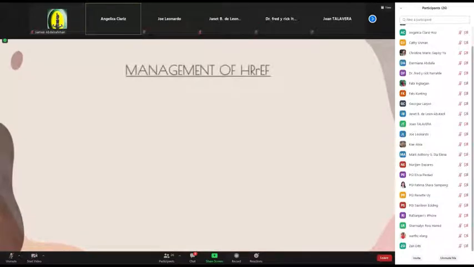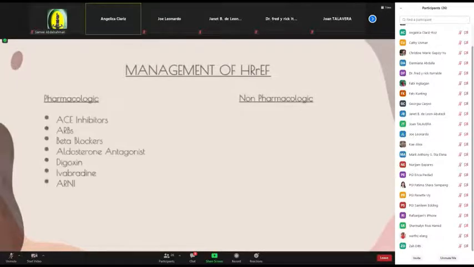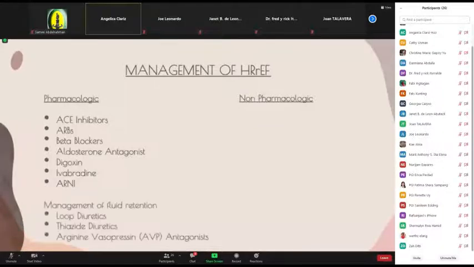For the management of heart failure with reduced ejection fraction, we have pharmacologic and non-pharmacologic. So these are the drugs that we usually give for heart failure. We have ACE inhibitors, ARBs, beta blockers, aldosterone antagonists, digoxin, ivabradine, or the ARNI or the angiotensin receptor neprilysin inhibitor. For the management of fluid retention, we can give diuretics.